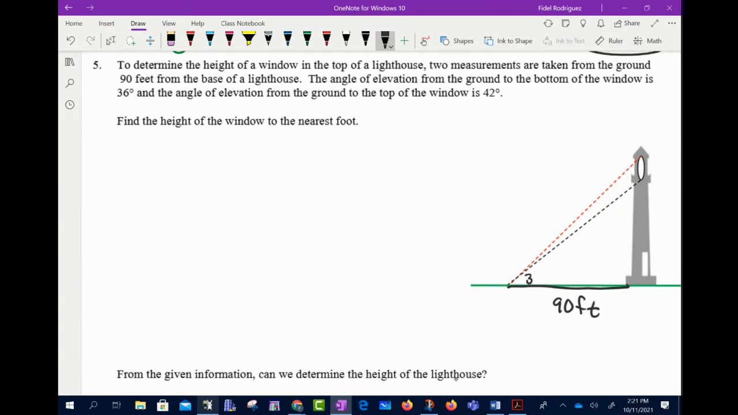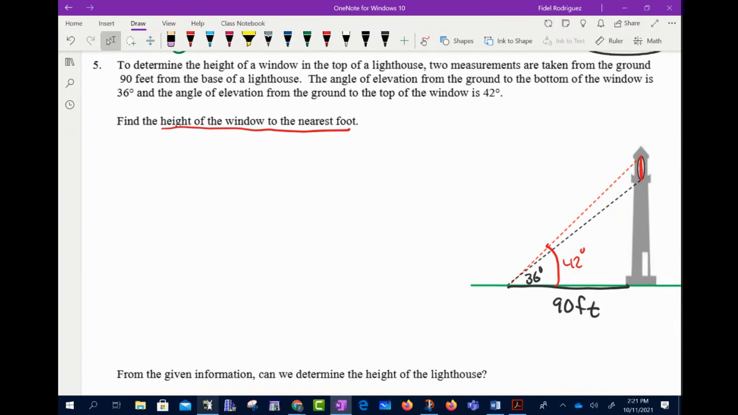So I know that this part right here, y'all, is 36 degrees. And then it says the angle of elevation from the ground to the top of the window is 42 degrees. So wouldn't that tell me that this bigger angle here is 42 degrees? And now it says can we find the height of the window to the nearest foot? What we're really trying to find, y'all, is that distance, isn't it? The height of the window? Yeah, the height of the window to the nearest foot, right?